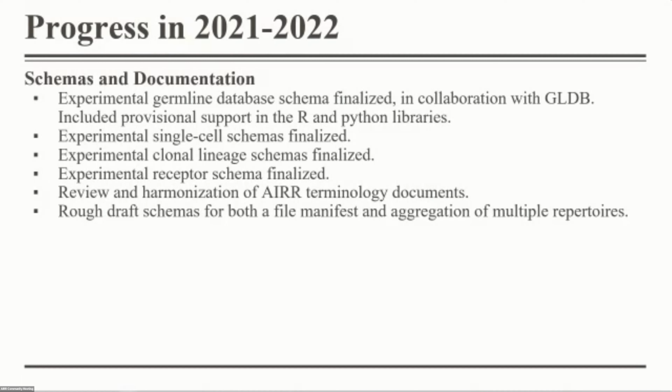We've gone through some cleanup of the documentation, and we have a rough draft worked out for a file manifest, which is a way to inventory files on a file system that are all part of one package, as well as ways to aggregate multiple repertoires.